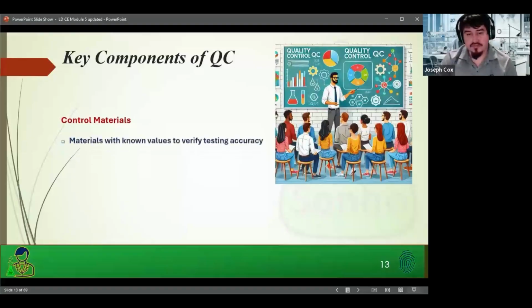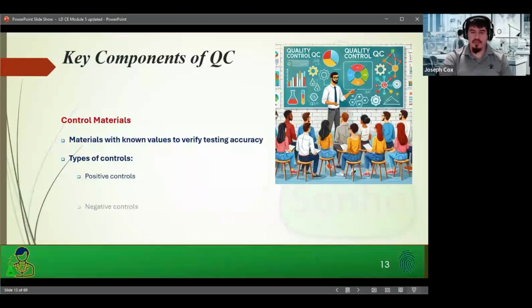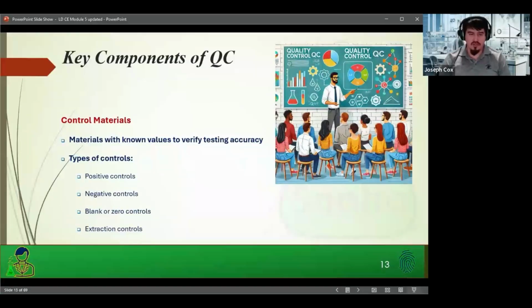So control materials. These are with known values to verify the testing of accuracy. There's different types of controls. They can be positive controls, negative controls, blank or zero controls, as well as extraction controls. So positive controls typically are obviously known positive results, either with a known concentration if you're doing quantitative results, or qualitative is just known positive result.